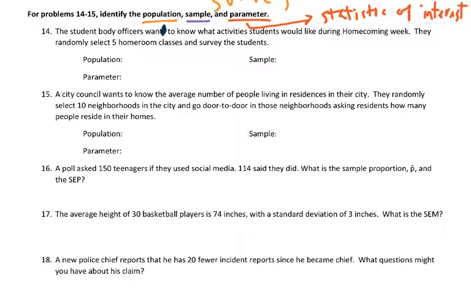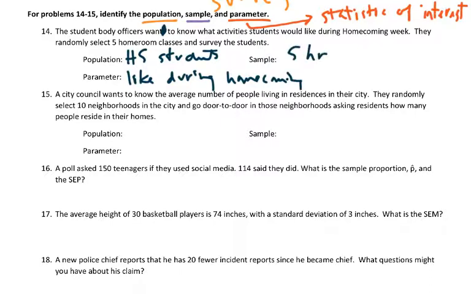So, population would be the high school students, right? They want to know what everybody. The parameter, what they want to do during homecoming. The sample would be those 5 homeroom classes. And if we talked about the statistic of interest, it would be what those 5 homeroom classes students say about what they want to do during homecoming. Okay, that would be the difference between the parameter and the statistic of interest.